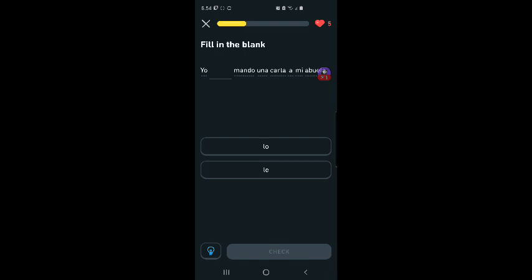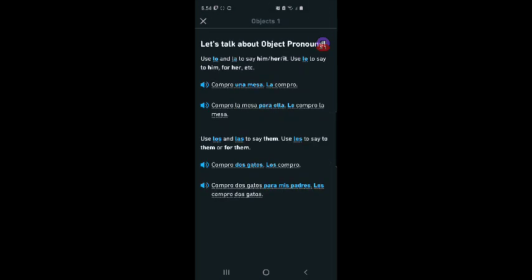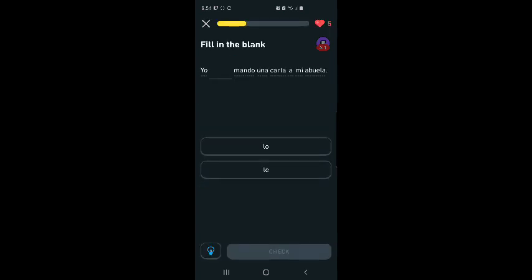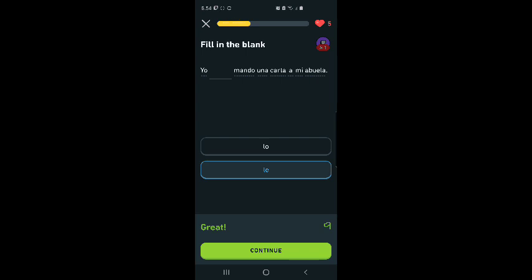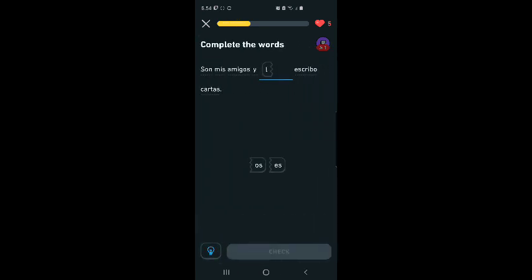Yo blank mando una carta a mi abuela. I am sending una carta to my grandma. Abuela. Let's look at the rules. Lay. I'm going to say lay. Use lo and la to say him, her, or it, and use le to say to him, for her, etc. So we're sending it to her, so it's going to be le. Yo le mando una carta a mi abuela. Four in a row. Oh, I'm so nervous about screwing this up.